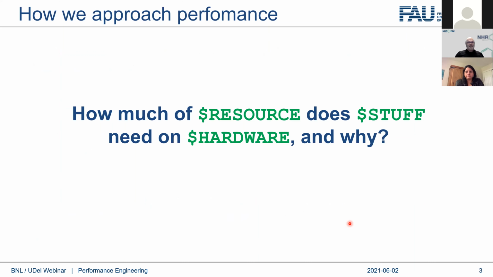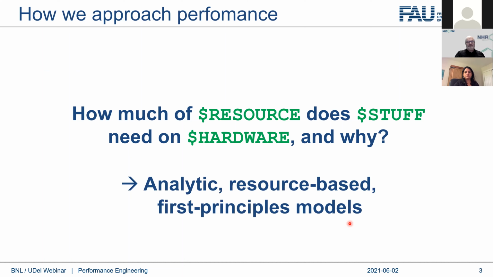Okay, so the main question we ask ourselves when we approach performance problems is, how much of some resource, and this is usually time, sometimes energy, does some stuff that we want to run take on some hardware, and why? And the why is very important. If you leave out the question why, then you can do all sorts of blind, black box modeling with curve fitting and machine learning. You get wonderful predictive models, which are useful in some contexts, but you don't get much insight about what's going on. This is why we stress this why so much, and why we try to set up analytic, resource-based first principle models that give us a clear indication what the bottleneck is and how we can probably fix it.